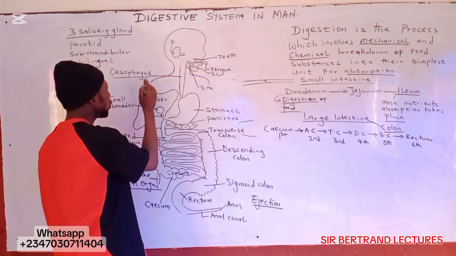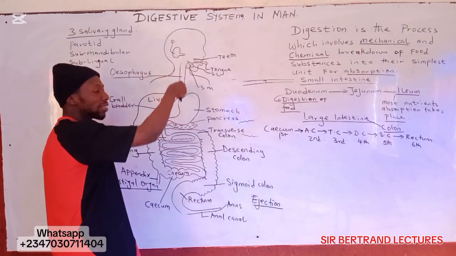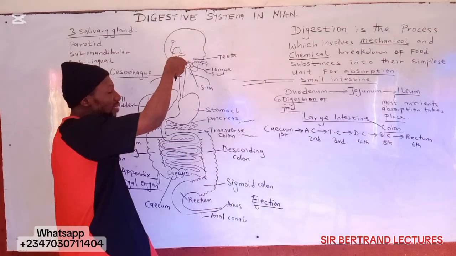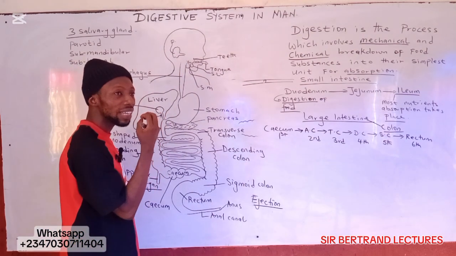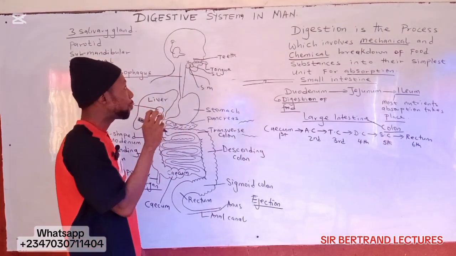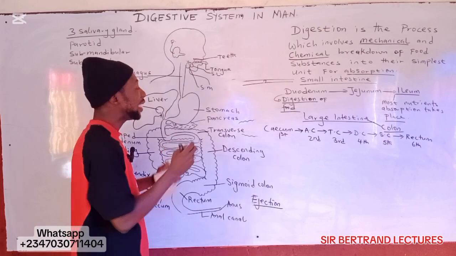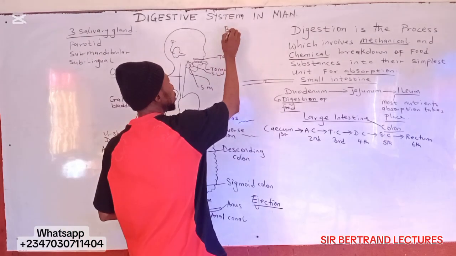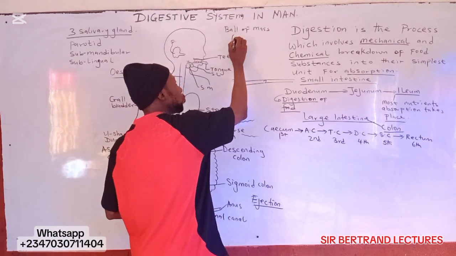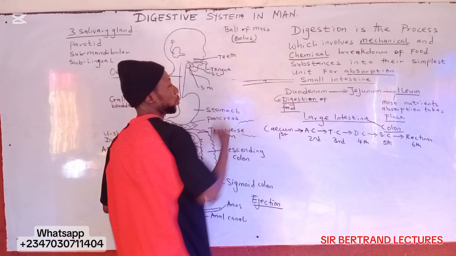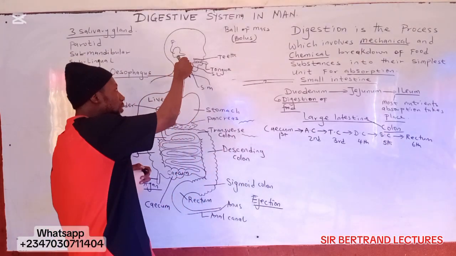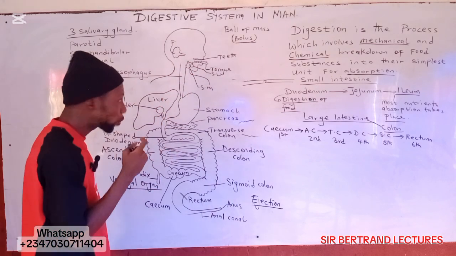Then here is the esophagus. Before the food passes down through the esophagus to the stomach, the saliva is secreted to mix with the food which has been broken down with teeth. When the saliva mixes with the food that has been broken down with the teeth, it will form a ball of mass of food. And this ball of mass of food is known as bolus. The food will be in this form of ball before it will now be swallowed down through the esophagus.